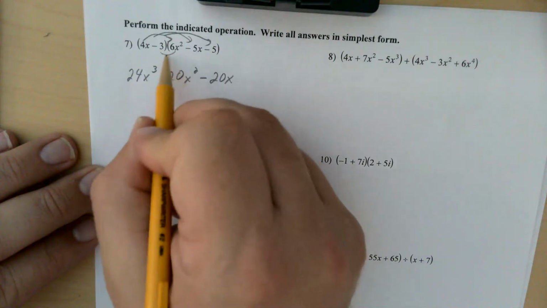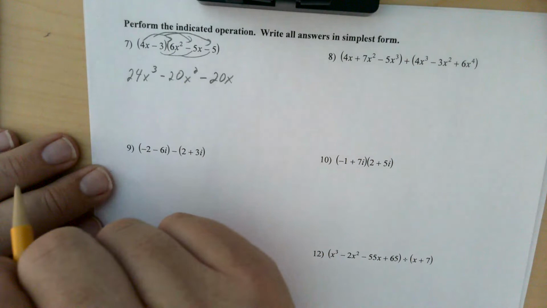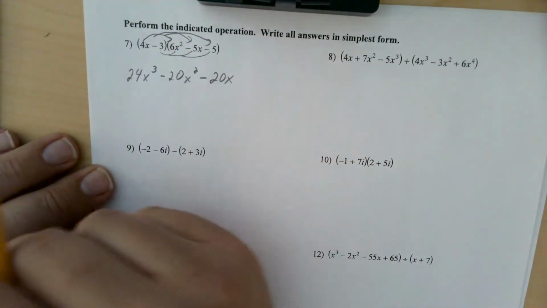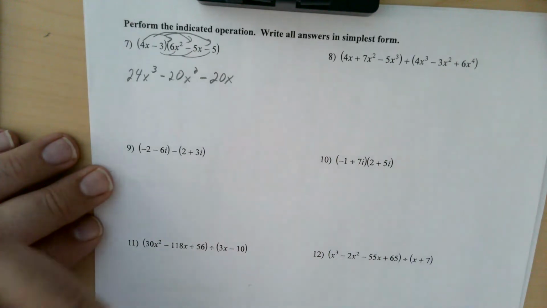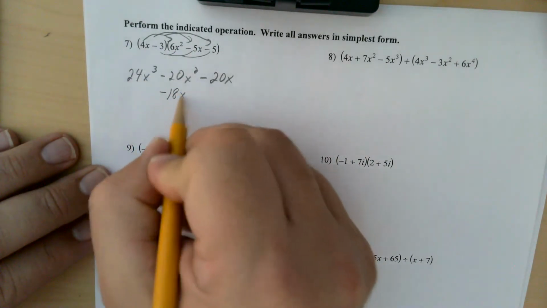Now I need to come around and distribute the negative 3. I'm going to line up my like terms right away. This is why I actually prefer this method over a box, because when you do the box, your terms aren't going to be lined up. But it's your choice, whatever you feel works best for you.